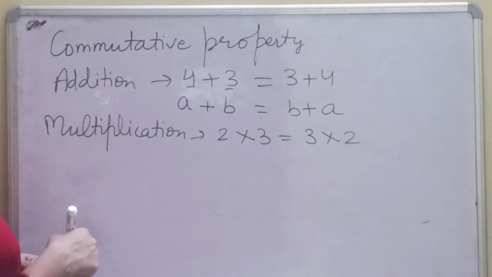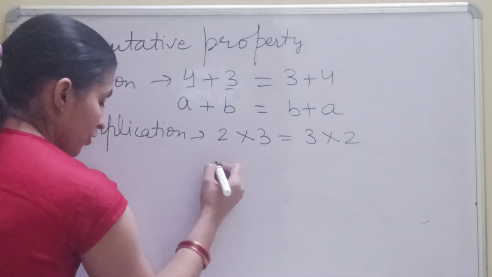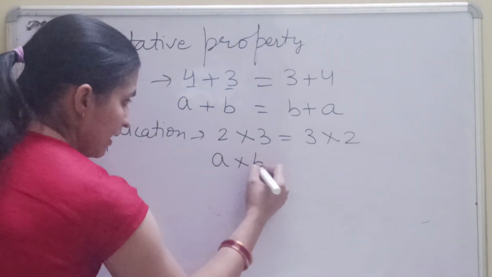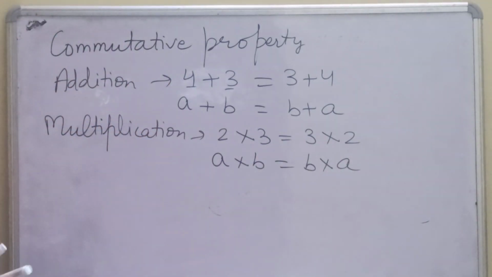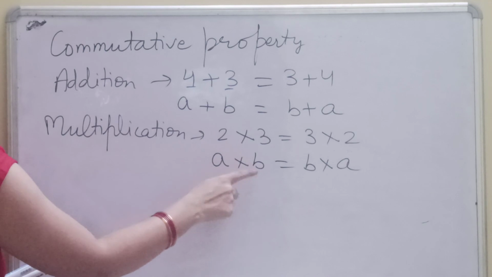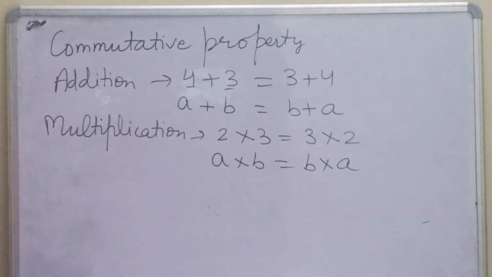Now in algebra we are having variables. So if we take a into b, then it should be equal to b into a. Here let's take a as 2 and b as 3. This way we can represent the commutative property of multiplication.